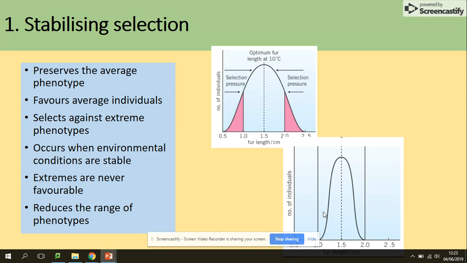Stabilizing selection preserves the average phenotype. It favors average individuals, selects against extreme phenotypes, and occurs when environmental conditions are stable, and extremes are never the ones that we're going to favor in this selection. It will also reduce the range of the phenotypes, because the mean is the one that we're going to select to be passed on to the next generations.